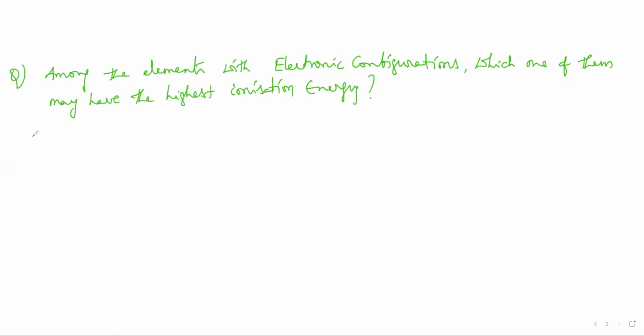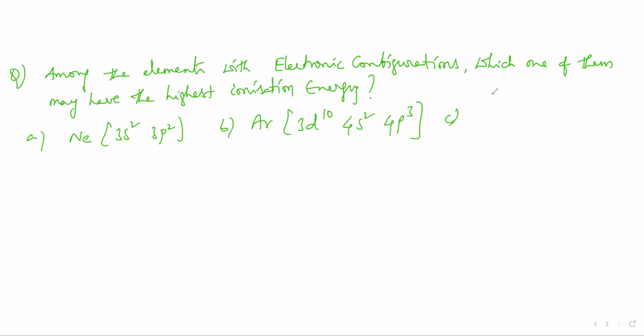What are the options given? A, neon 3s2 3p2. Second option, argon 3d10 4s2 4p3. Third option, neon 3s2 3p1. And lastly, neon 3s2 3p3. The question is about which of them may have the highest ionization energy. The highest ionization energy we need to determine here.